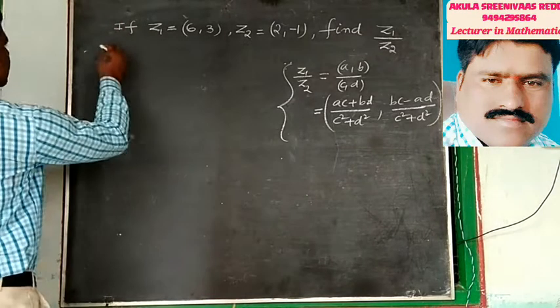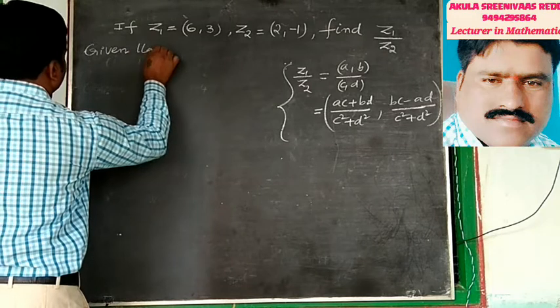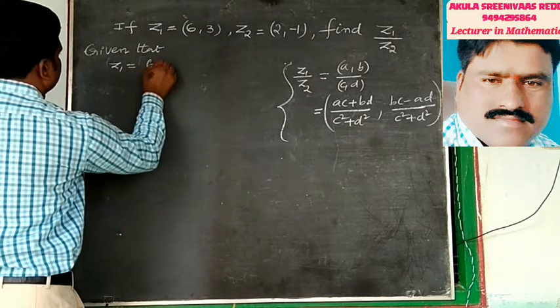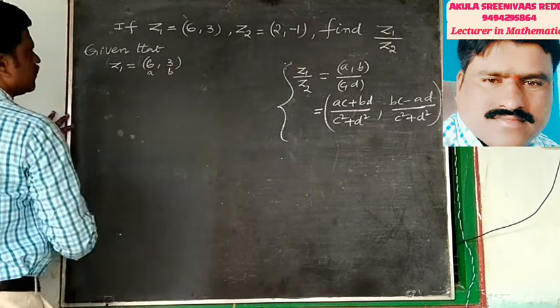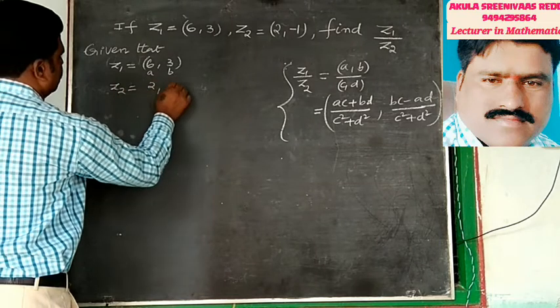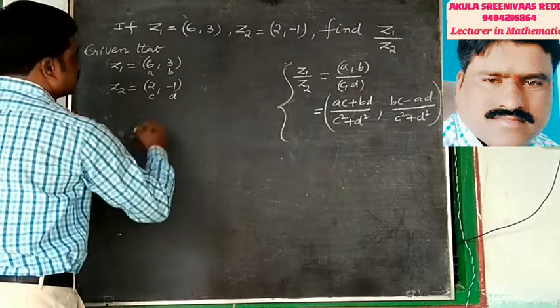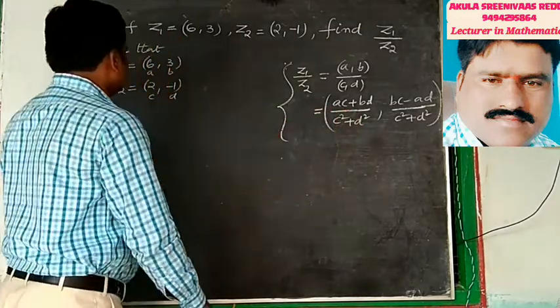So given that z1 is equal to (6, 3). This is a and this one is b. Next, z2 is equal to (2, -1). This is c and this value is d. Now substitute all these values here.